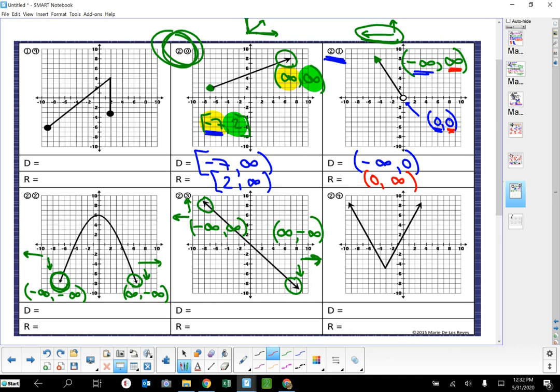I guess maybe if you're having trouble with these infinity things, look at number 19, and I'm just going to write on the graph a little bit. Okay? As y goes up, this goes towards infinity on the y.